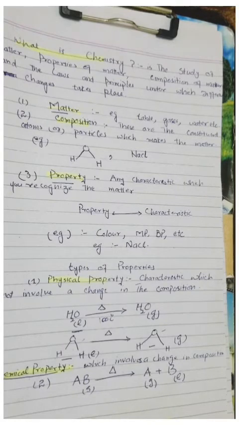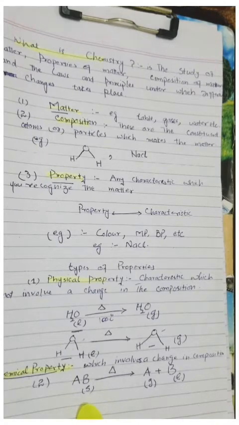So when it decomposes, there are two substances which are formed. The first one is A, which is in the gaseous form, and the second one is B, which is in the liquid form. So on the product side we have two substances, and on the reactant side we have only one substance.